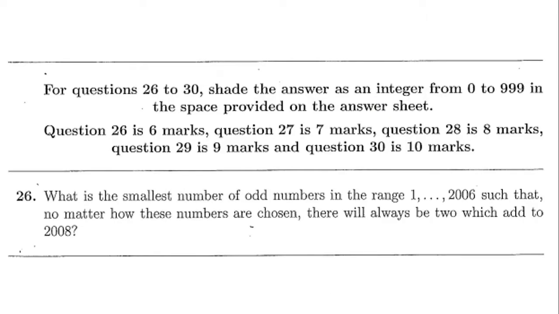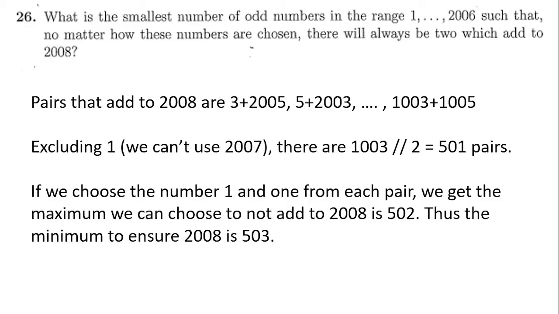Question 26. What is the smallest number of odd numbers in the range 1 to 2006, such that no matter how these numbers are chosen, there will always be 2 which add to 2008? So pairs that add to 2008 are 3 plus 2005, 5 plus 2003, to 1003 plus 1005. Excluding 1, because we can't use 2007, it has to be in the range 1 to 2006.